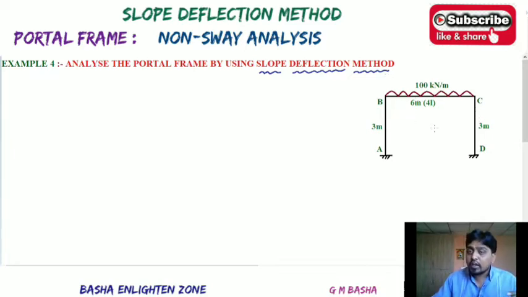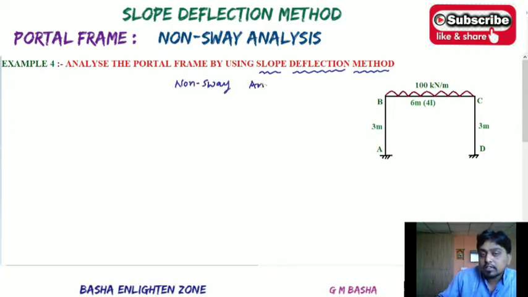Out of these four, if any one of them differs, like for example here 3 and 2 happen, that will come under the sway analysis. But here all conditions are satisfied for the non-sway analysis. The conditions are the same: equal heights of the columns, equal moment of inertia and symmetrical loading. Therefore the frame will come under the non-sway analysis.